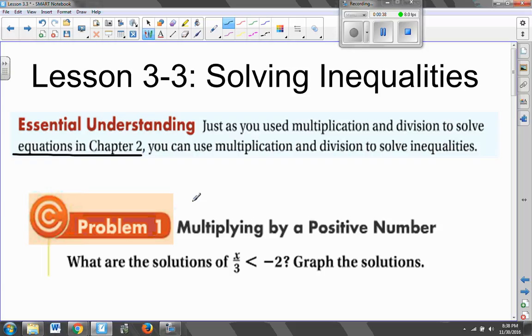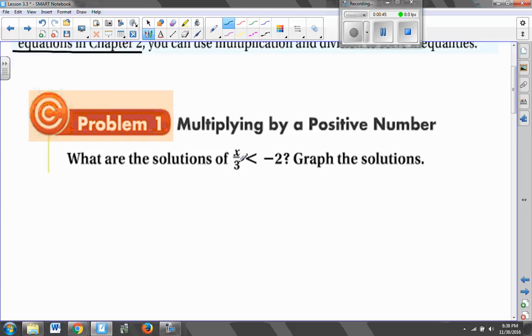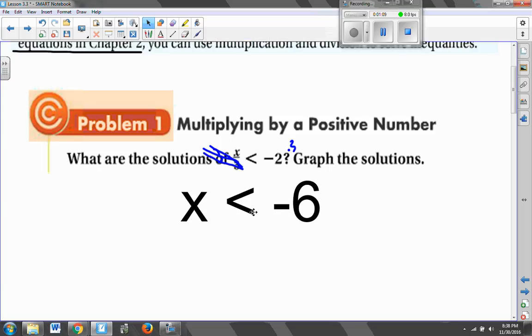For example, if we have the inequality x divided by 3 is less than negative 2, we have to undo the dividing by 3. We undo dividing by 3 by multiplying by 3. So when I times both sides by 3, the 3's cancel out. Times the other side by 3 as well. And I'm just left with x on one side. My inequality sign is still less than, and negative 2 times 3 makes a negative 6. So I get x is less than negative 6.